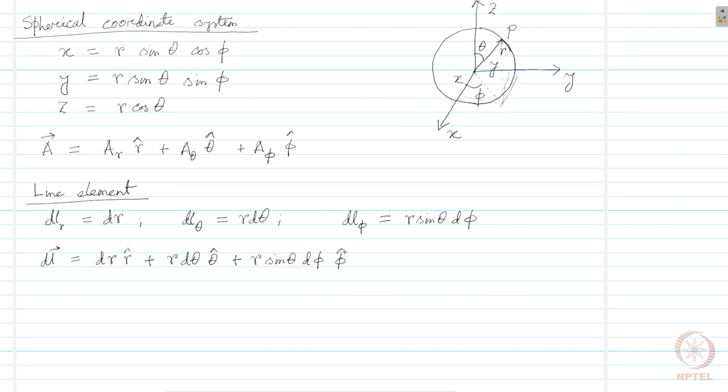With this, we can easily find out the volume element. The volume element d tau can be given as a triple product of this, or simply multiplying the dl r component with the dl theta component and dl phi component, which is given as r square sin theta dr d theta d phi. Now let us come to the consideration of surface elements.